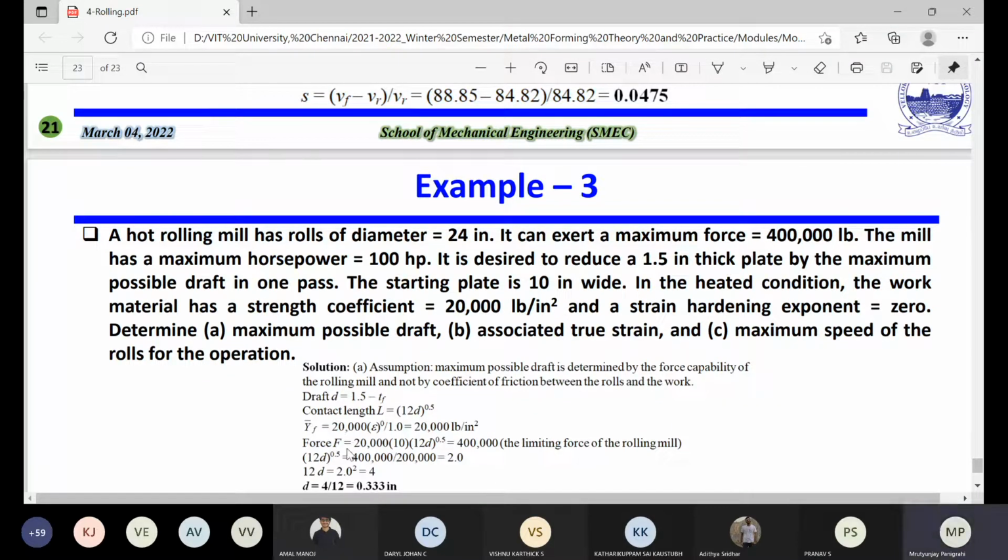Then you can find out the force. And also before that, the contact length you have to find out. R into T0 minus TF, or instead you can also take D to the power 0.5, or whole root over. And this value you cannot find because D max is not there. You have to find out. So you can just put it in the formula of F, so you will get D equal to 0.333 inch.